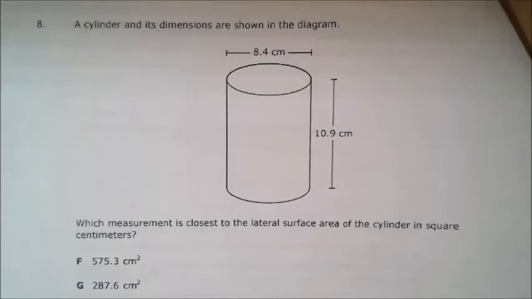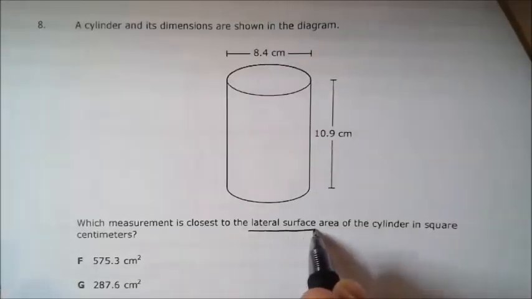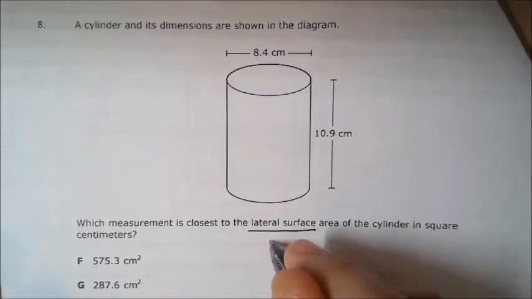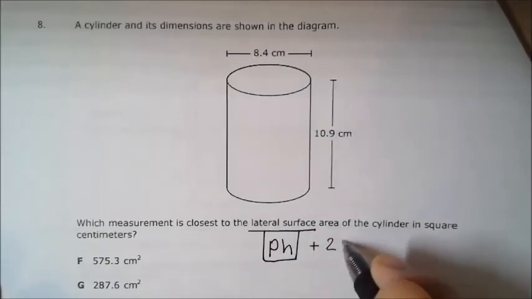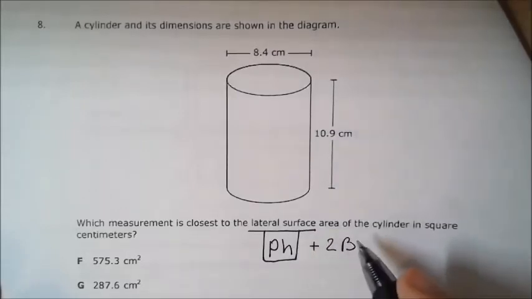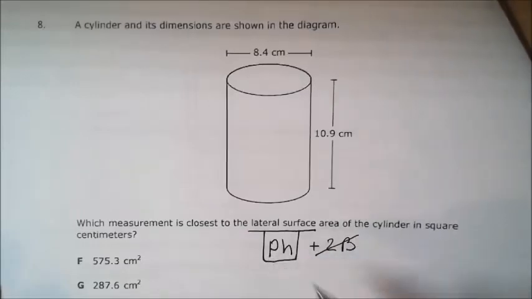Alright, in number 8, it says a cylinder and its dimensions are shown in the diagram. Which measurement is closest to the lateral surface area of the cylinder in square centimeters? Notice we're just looking for lateral surface area, so you should be thinking pH. Remember, pH is lateral surface area. The plus 2B is for when we're looking for total surface area. So we're not going to need the area of the two bases. We're just going to need the perimeter of the base times the height.